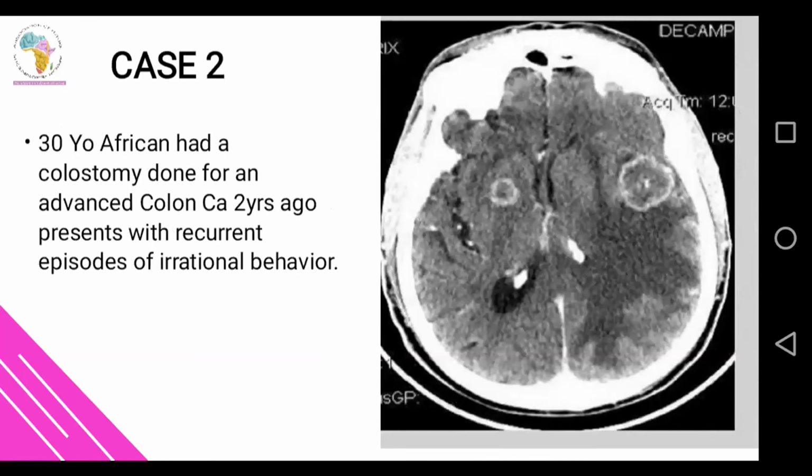So here you have a second case, a 30-year-old man of African descent. He had a colostomy done for an advanced colon CA 2 years prior to this presentation, and he presented with recurring episodes of irrational behavior, and the CT scan done revealed this. So I don't know if one of the panelists again will help us interpret the scan and maybe give us a possible diagnosis here.